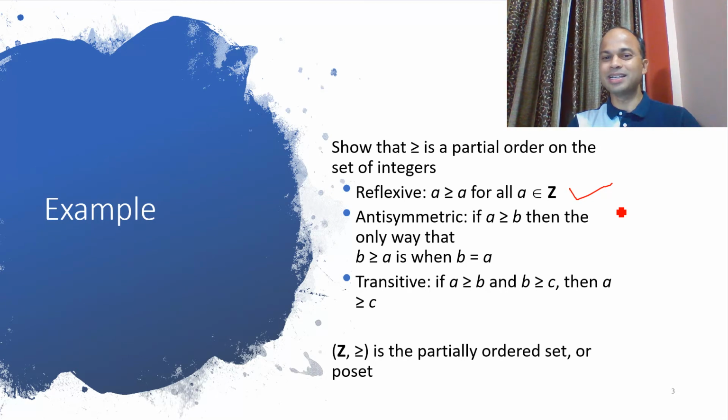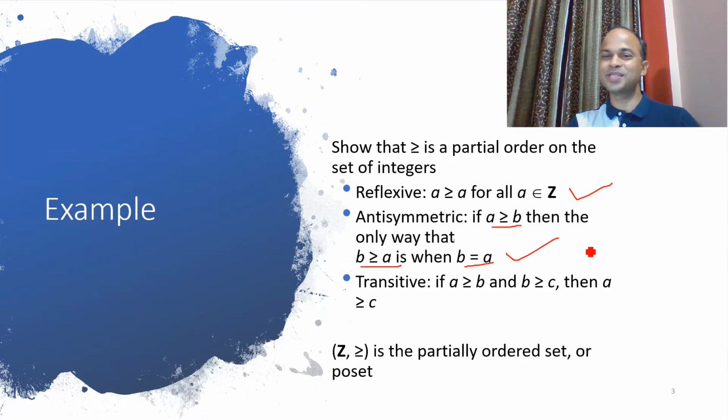Now, next property is antisymmetric property. In the antisymmetric property, if A is related to B and B is related to A, it is only possible if we have A equals to B. So in the case of integers and relation is greater than equals to, we can say that A is greater than equals to B, and similarly B is greater than equals to A. This is only possible if we are able to write A equals to B. So in such case, antisymmetric property is true.